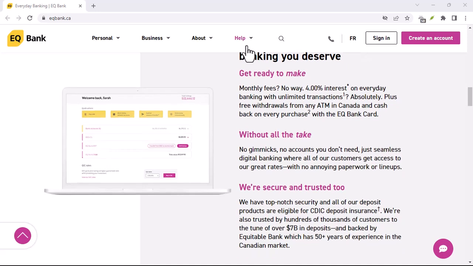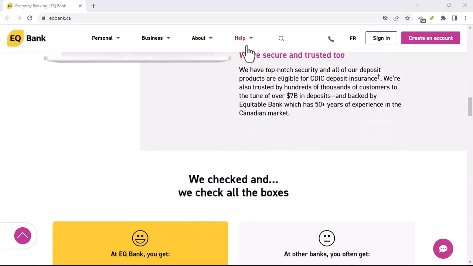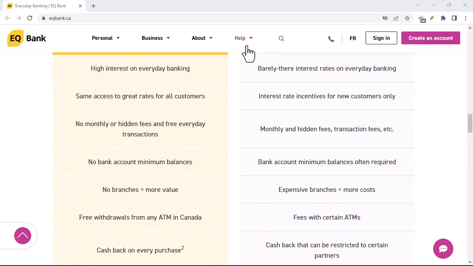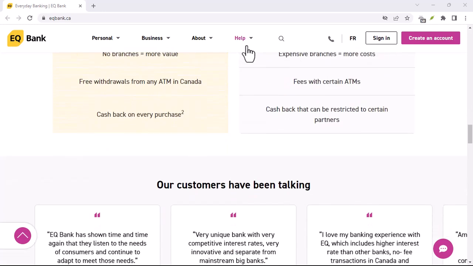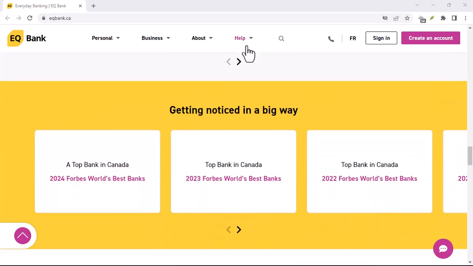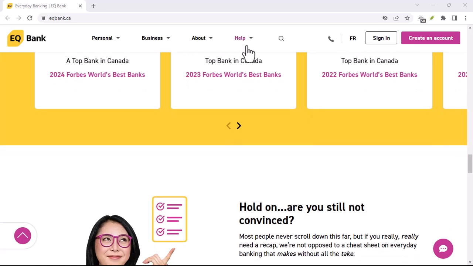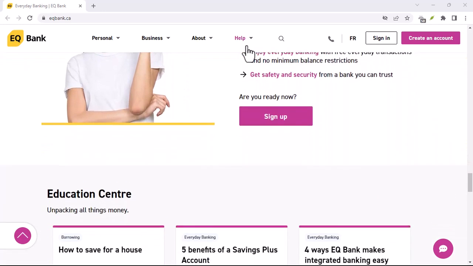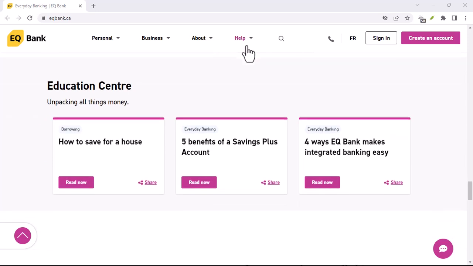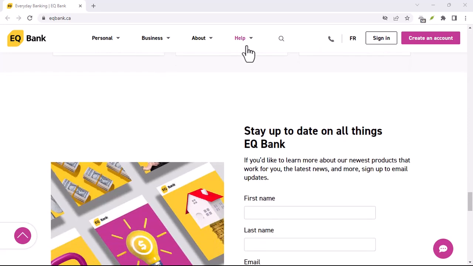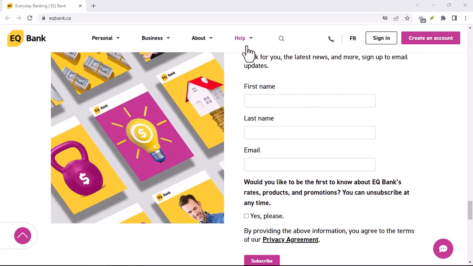Before we get started, I want to take a moment to talk about what Equitable Bank is. Equitable Bank is a Canadian online bank that offers a variety of banking products, including savings accounts, checking accounts, and GICs. One of the things that makes Equitable Bank unique is that they offer high interest rates on their savings accounts. Now, let's get into the meat of this video and talk about how Equitable Bank calculates interest.